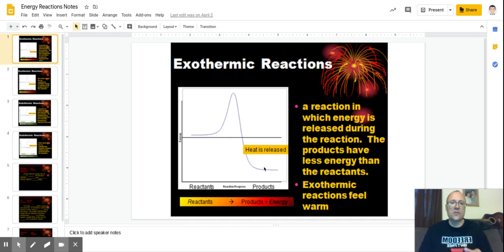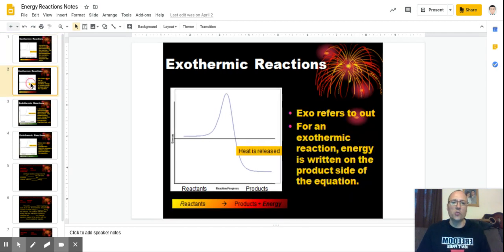Since in an exothermic reaction, energy is released into the surroundings, into the environment, that energy is going to feel warm. So if the reaction is happening inside of a test tube, that test tube is going to feel warm. Fire, again, another great example of an exothermic reaction, feels warm. And so we go up next to a campfire and warm our hands by a campfire because fires feel warm, and fire is a great example of an exothermic reaction. Again, here on the second slide, exo refers to out, and for an exothermic reaction, we will write energy with the products.